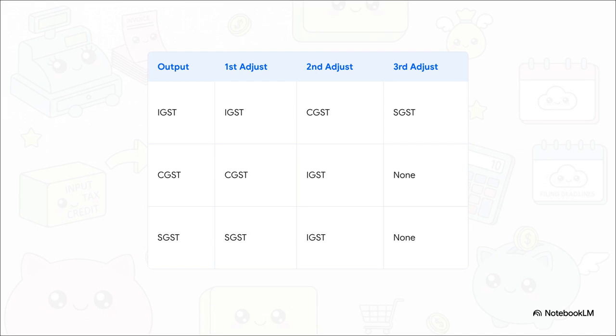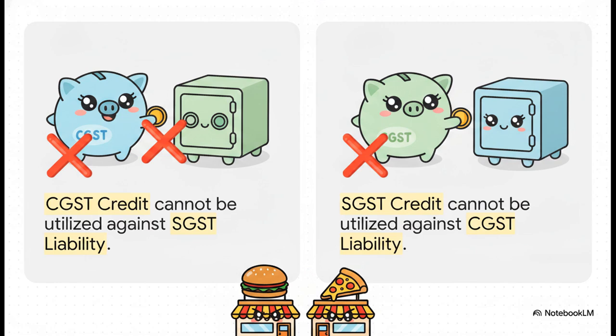If you have an IGST liability, you first exhaust your input IGST. If you still owe money, you dip into input CGST, and if needed, finally input SGST. But pay close attention to the CGST and SGST rows. For a CGST liability, you use input CGST first, then input IGST. For an SGST liability, you use input SGST first, then input IGST. Do you spot a pattern? Or rather, what's missing? What's completely missing is cross-utilization between state and center.